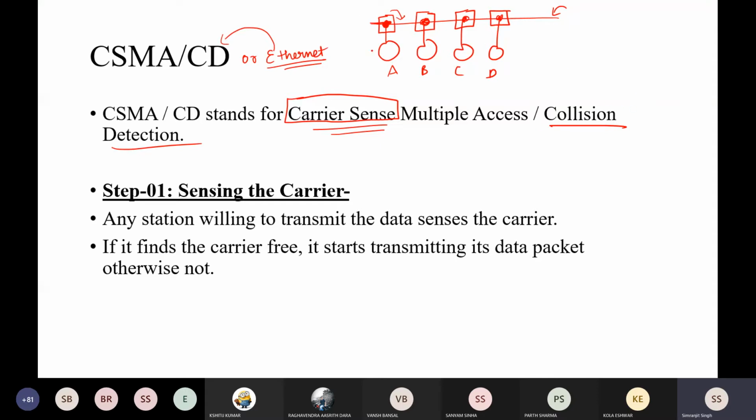Now it can happen that you have sensed the carrier at 11 a.m. and you find that there is no packet on the link. Now you want to put your packet onto the link. When you put the packet onto the link, suppose B has transmitted a packet at this time. Then there will be a collision between both of the packets. So for this collision, this access control method also employs collision detection, because when there are multiple stations sensing the wire, it may be possible that there will be a collision. So there is a collision detection algorithm.